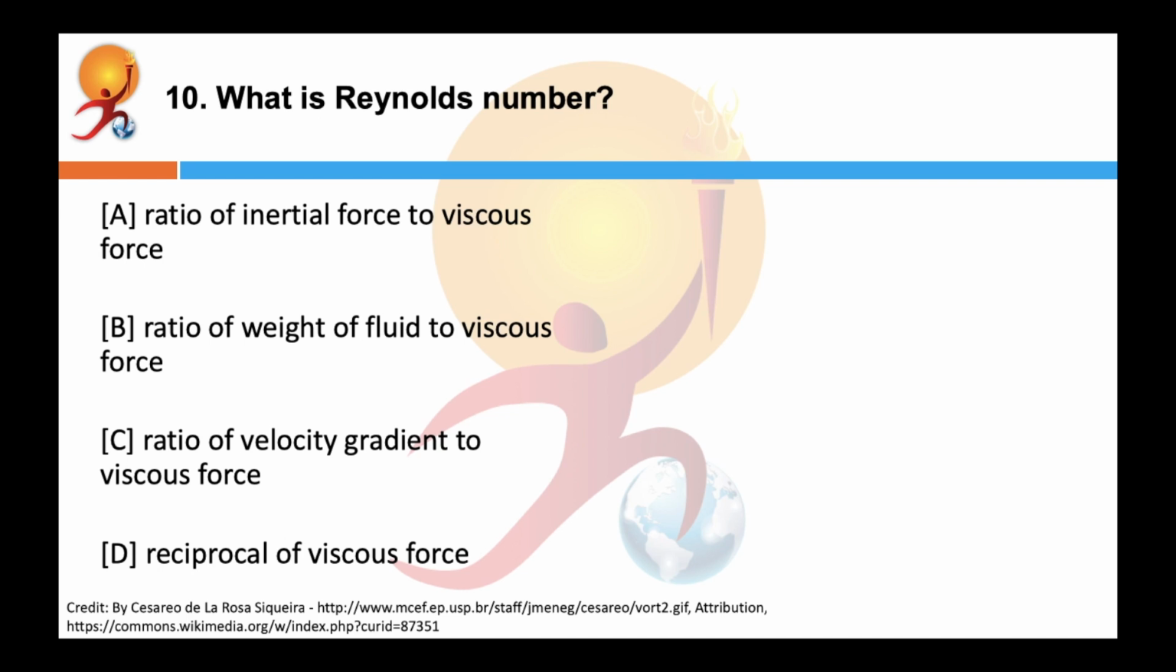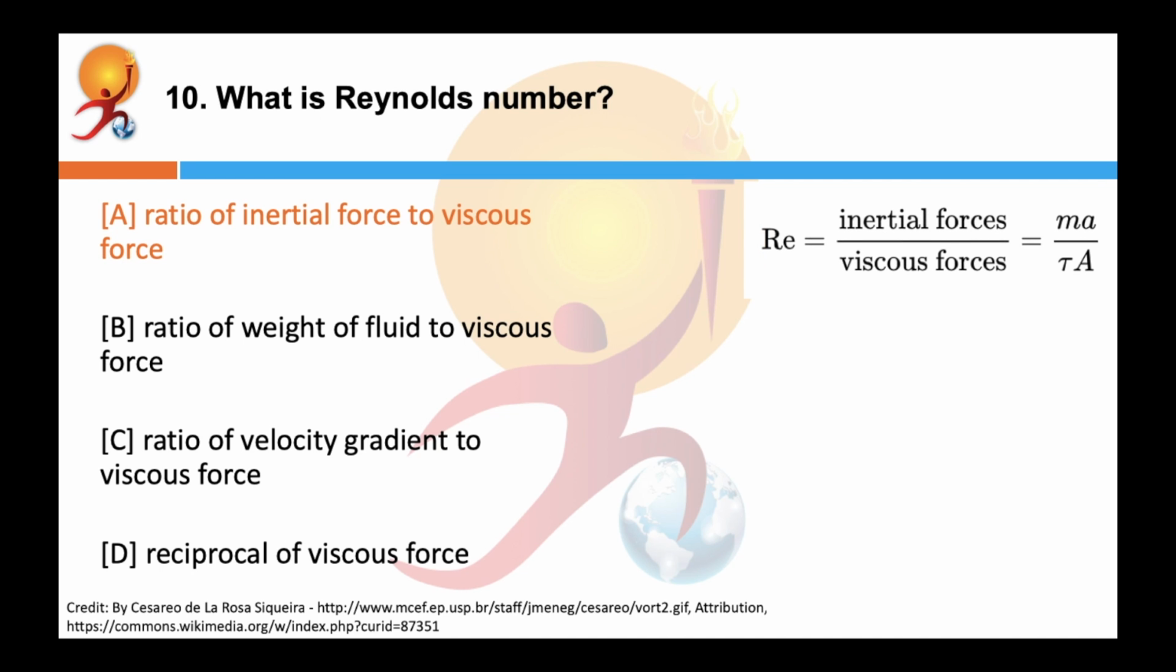What is Reynolds number? Correct answer is A. Ratio of inertial force to viscous force. Reynolds number is a dimensionless number whose value gives one an approximate idea whether the flow would be turbulent. Reynolds number is the ratio of inertial force to viscous force.